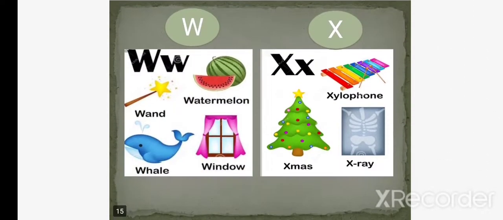Next W. W for watermelon. W for wand. W for whale. W for window. After W, next comes X. X for xylophone. X for Xmas tree. X for X-ray.